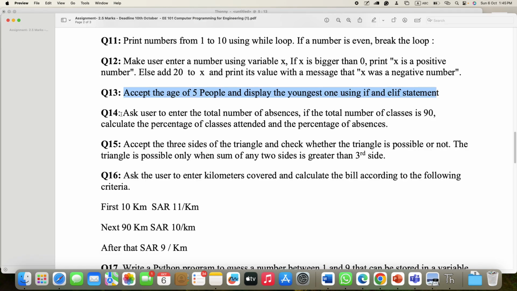Let's move on. Question number 14. I'm going to struggle with this, but you are engineers, right? So you can find the percentage. So ask the user to enter the total number of absences.